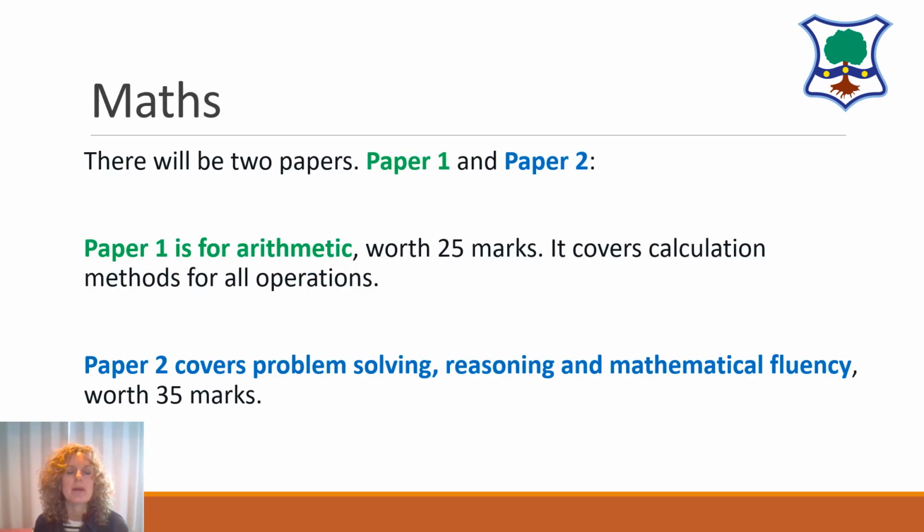So let's talk about the maths papers. There are 2 papers. Paper 1 is for arithmetic. It's worth about 25 marks and it covers calculation methods for all the operations, so adding, subtraction, division and multiplication. Now paper 2 covers problem solving. So that's where we're looking at reasoning and mathematical fluency. This paper is worth 35 marks.